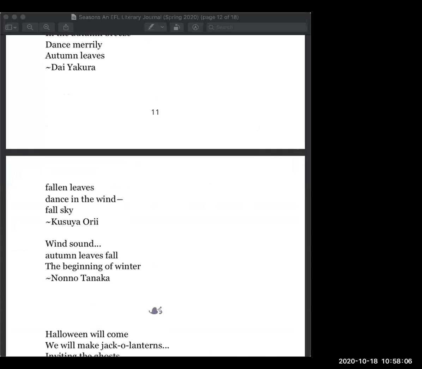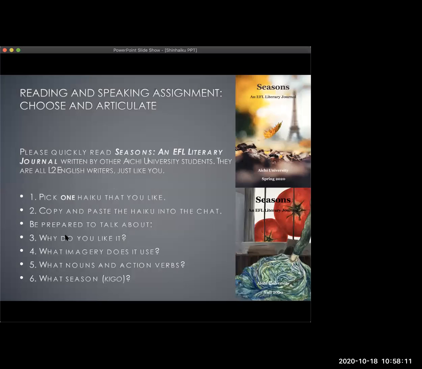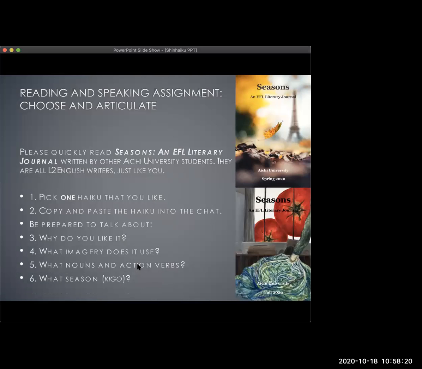Don't worry. All right. So now, be prepared to talk about why you like it. What imagery does it use? What nouns and action verbs? And what season word? All right, so I'll put these questions in the chat. Why do you like it? What imagery? What nouns? Verbs? And what season is it?